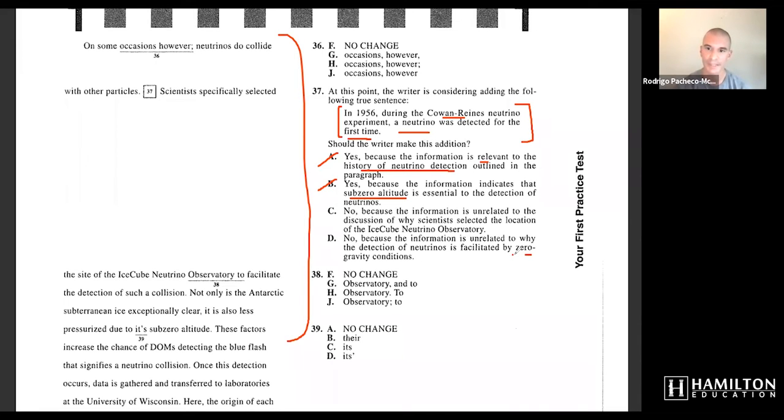D is very tricky because the paragraph does not mention zero gravity. It mentions sub-zero altitude. So it's a little bit different. We can eliminate D. C is our correct answer. This information is unrelated to the discussion of the IceCube Neutrino Observatory. And that's why C is our correct answer.